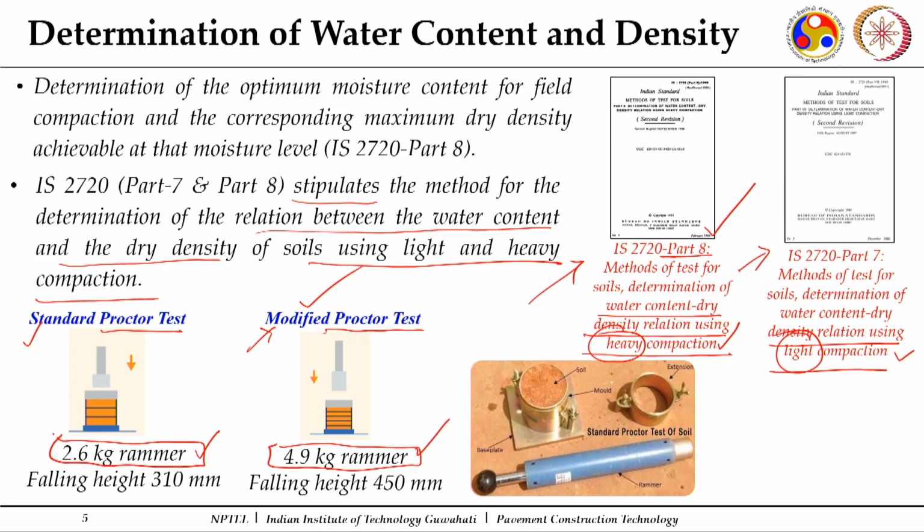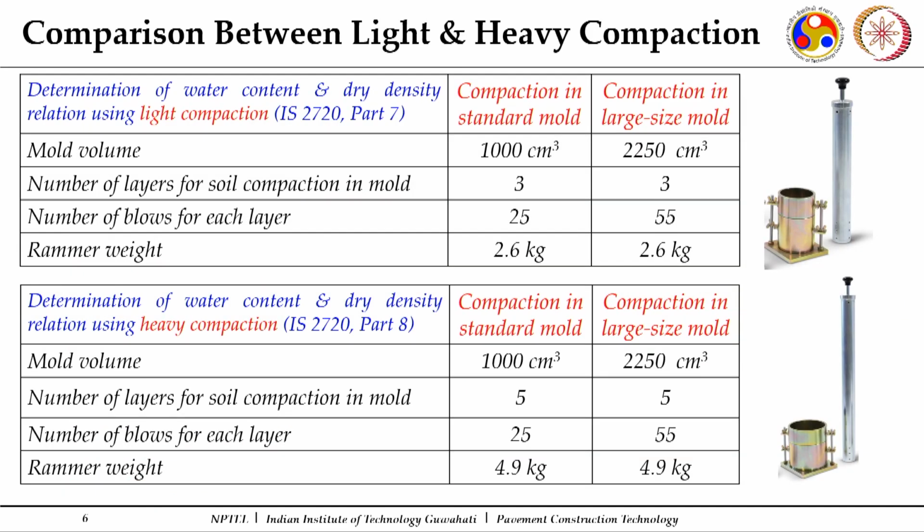So, it is the compactive effort which is going to vary, and the height through which this rammer is allowed to fall. In light compaction it is 310 mm, and in heavy compaction it is 450 mm. Now, here this table again shows a comparison. You have a soil sample.